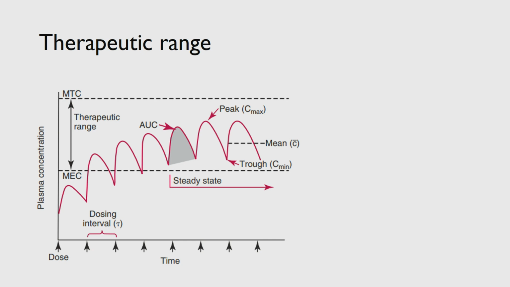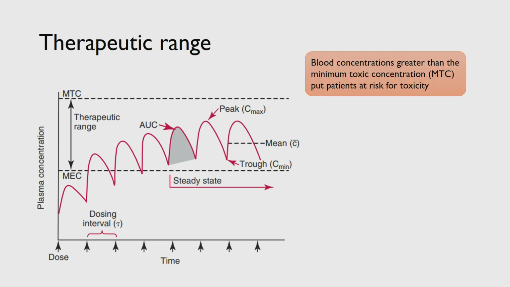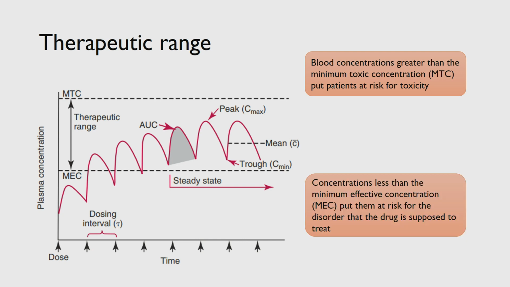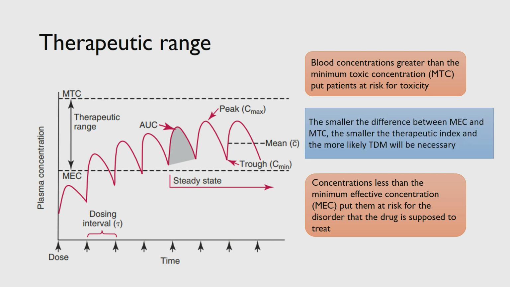While discussing the concentration of drug levels in blood, we need to understand the therapeutic range before going into the assay. To understand the therapeutic range, we have two terms: the minimum toxic concentration and the minimum effective concentration. Blood concentrations greater than the minimum toxic concentration put patients at risk for toxicity, and concentrations less than the minimum effective concentration put them at risk of therapeutic failure. The smaller the difference between these two, the smaller the therapeutic index, and the more likely TDM will be necessary.